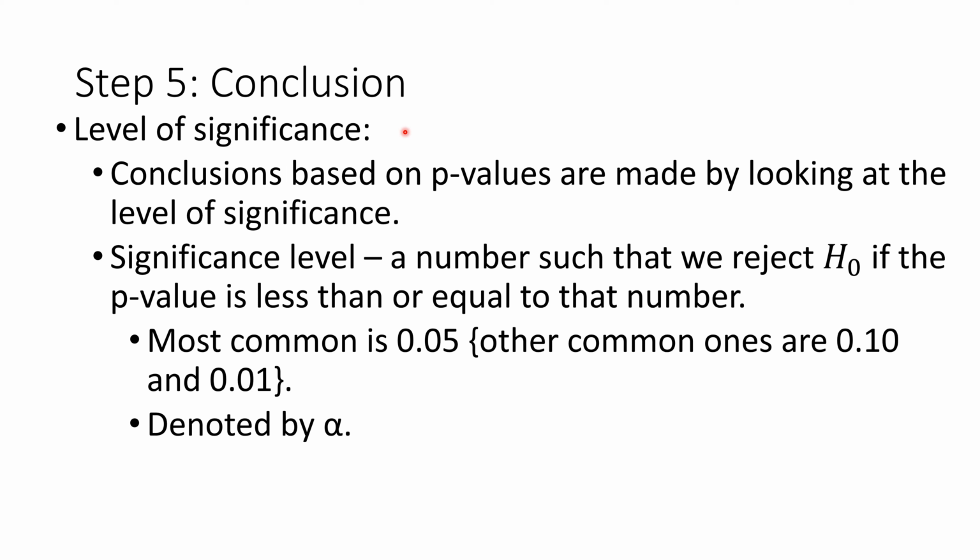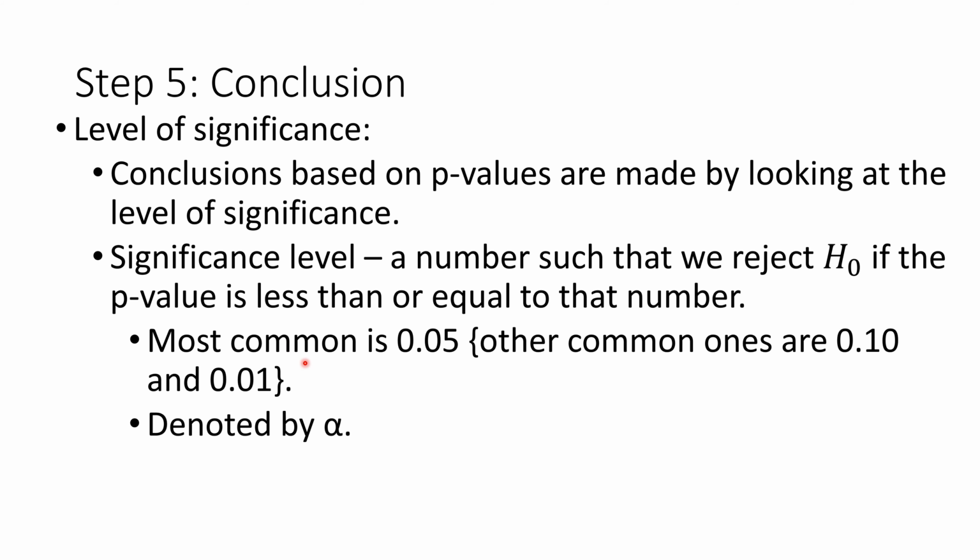Step 5. Make a conclusion. First, we want to check the level of significance. Conclusions based on the p-values are made by looking at the level of significance. The significance level is a number such that we reject the H0, or the null hypothesis, if the p-value is less than or equal to that number.